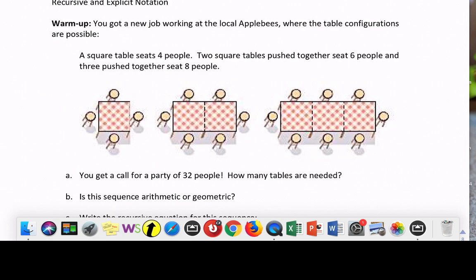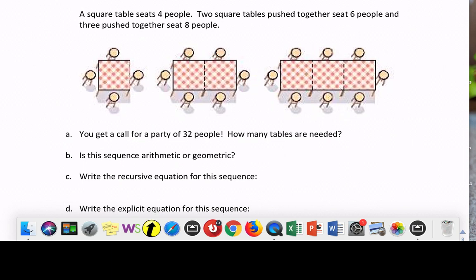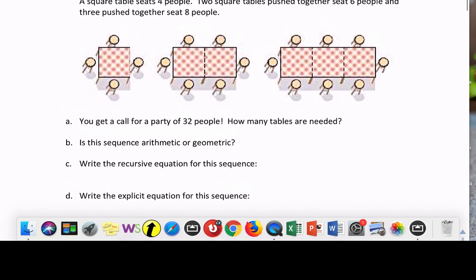Part A, you get a call for a party of 32 people. How many tables are needed? So I'll let you see if you can solve that. There's many different ways you can go about that. And then I can show you what I did. If you can figure that out, is this sequence arithmetic or geometric? C, can you write the recursive equation for this sequence? And D, can you write the explicit equation for this sequence?